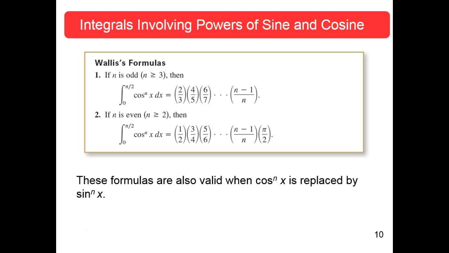And it says these formulas are also valid when cosine nx is replaced by sine nx. You're asked to prove both those formulas in exercise 87, if you choose. Okay. All right. Does anyone realize, well, we won't go into that. Let's move on. Okay. All right.